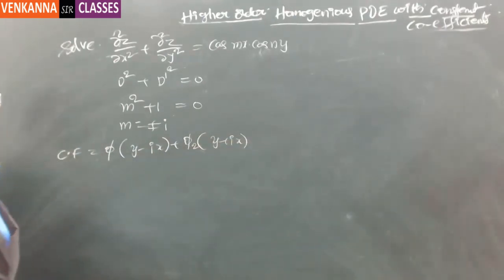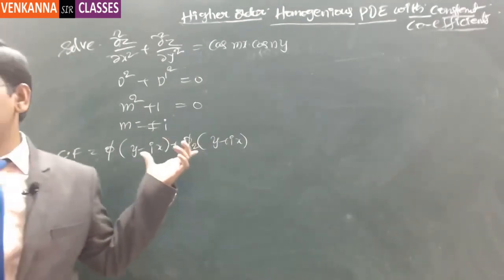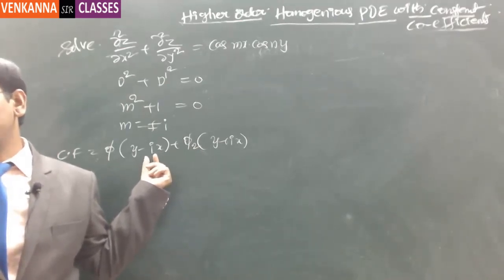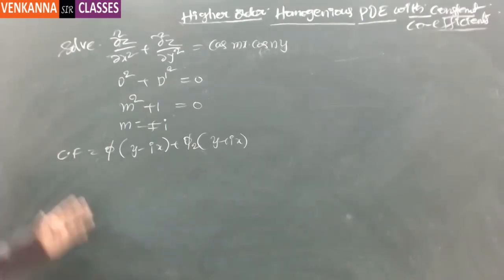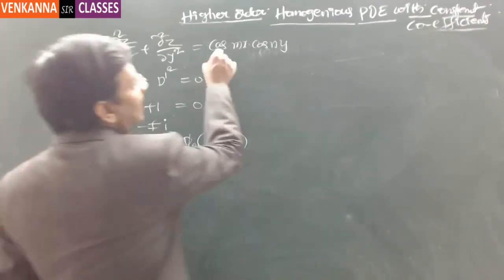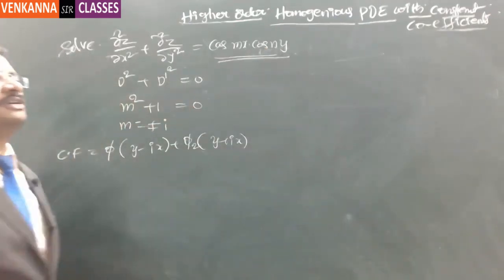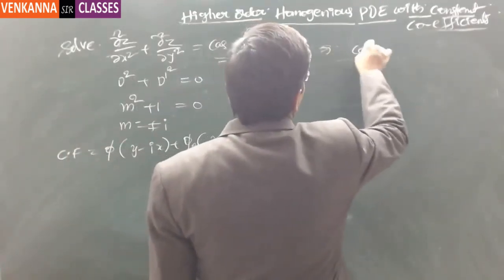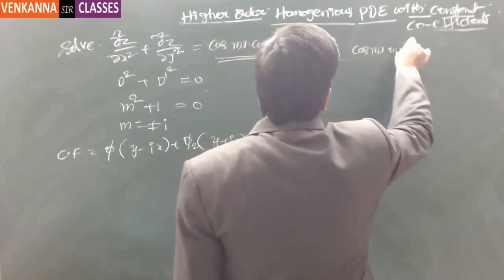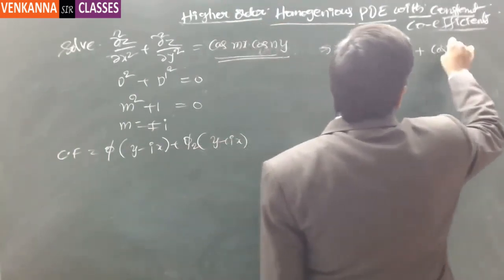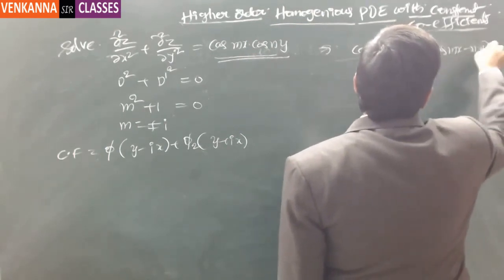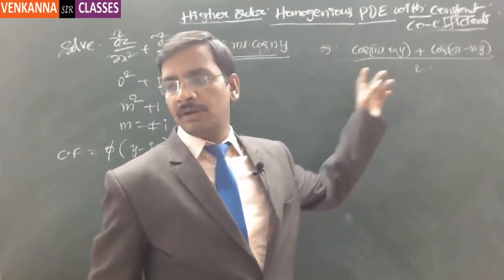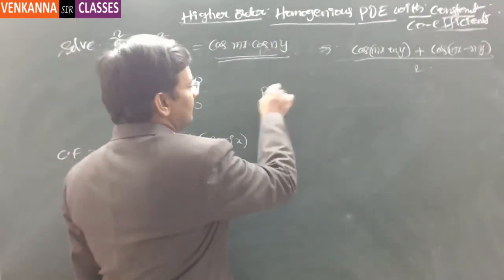Yesterday somebody asked about imaginary roots. Now this is the imaginary roots case. The complementary function will not change; you can take it as it is, like a complex number. Got it? And for the particular integral, first you have to convert this into cos of (ax plus by) format. Now cos c cos d can be written as cos(mx plus ny) plus cos(mx minus ny), divided by 2. So this is how you can convert. Now it is in ax plus by format.